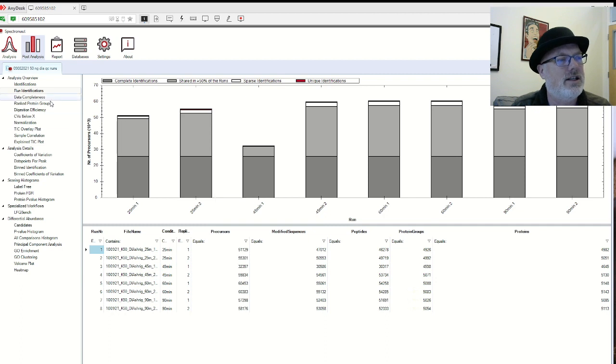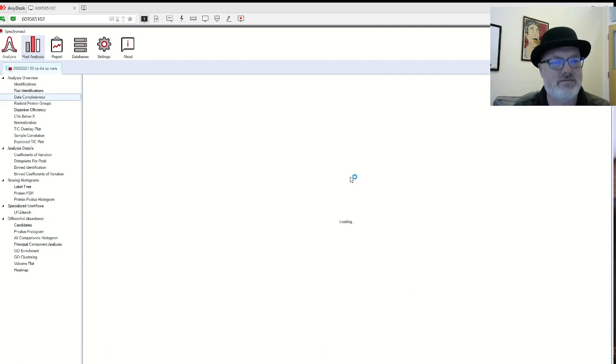So let's see. Data completeness. Oh, these unique identifications are useful. If you see a big red bar on your run, that means these identifications were only found in this sample. We don't see a lot of that here, which you would expect. But if you're doing an IP, for example, with a control versus experimental, you might find a lot of this bar being red because they're only found in one condition.